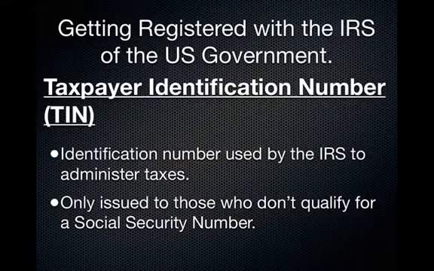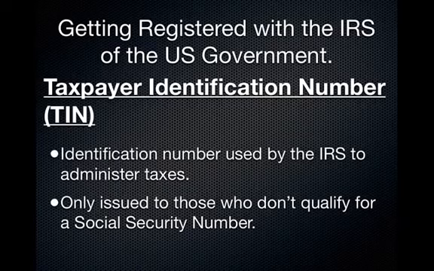Now, first, we need to understand a few basic definitions. To get registered with the IRS, or to obtain an identity with the IRS, what you need is what we call a taxpayer identification number, or a TIN, T-I-N. Taxpayer identification numbers are what the IRS uses to identify different individuals. Even a social security number for U.S. citizens is a type of taxpayer identification number.